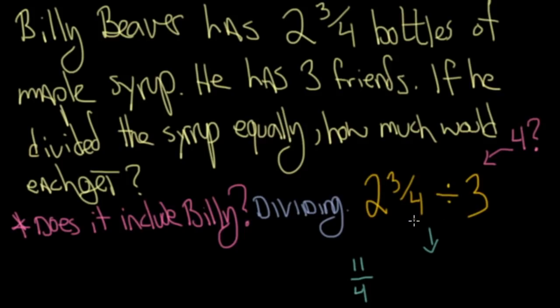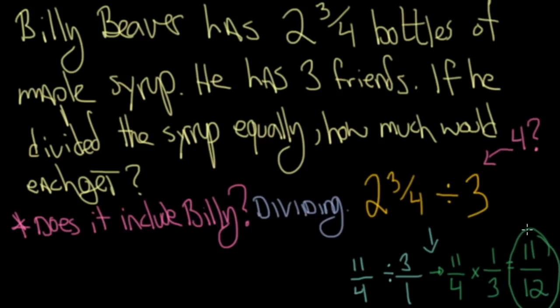And remember, it's keep, change, and flip. So this is 11/4 divided by 3. I love to make all my whole numbers over 1 as fractions. So I'm going to keep, change, and then flip. So this actually becomes, a little error, 11/4 times 1/3, which is just going to be 11/12. So each person gets 11/12 of a bottle of Canadian maple syrup.